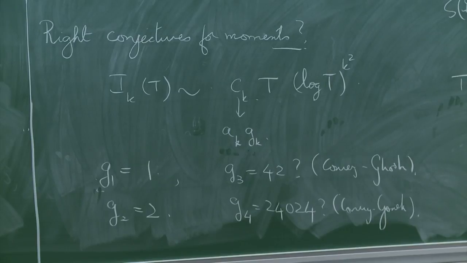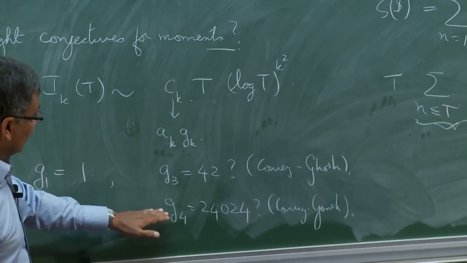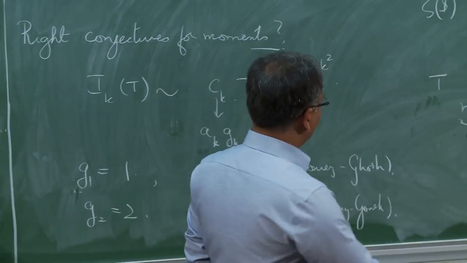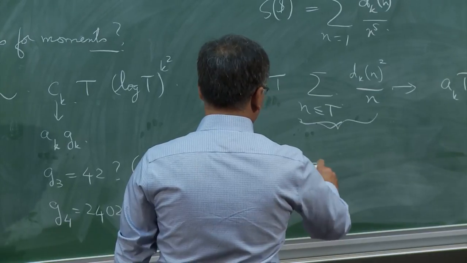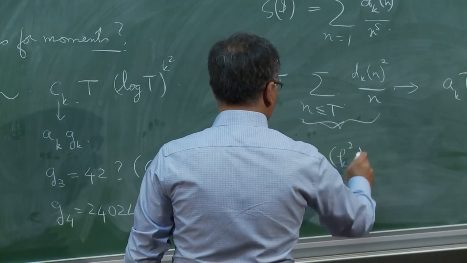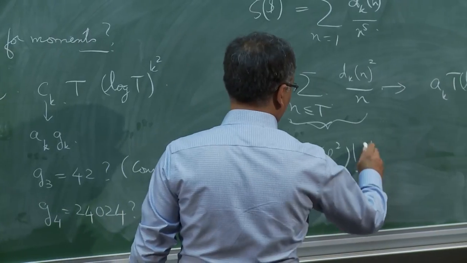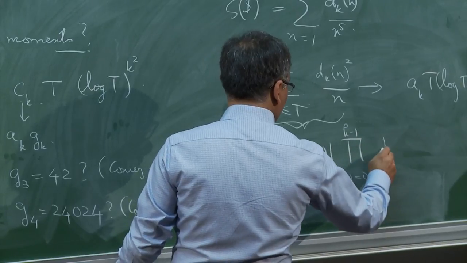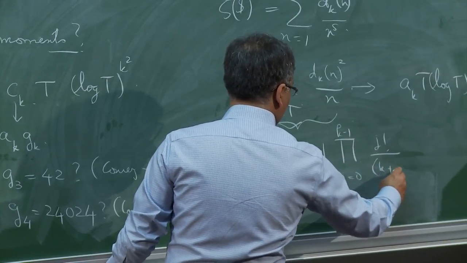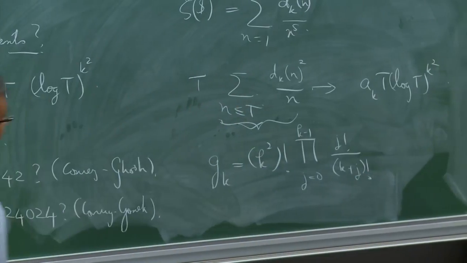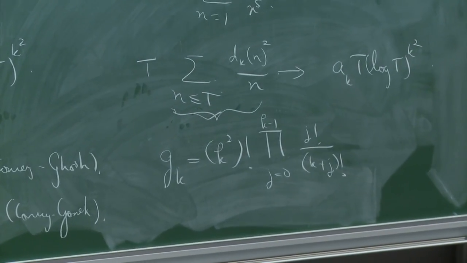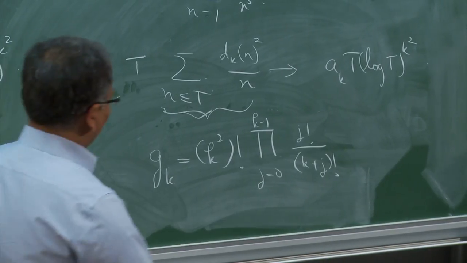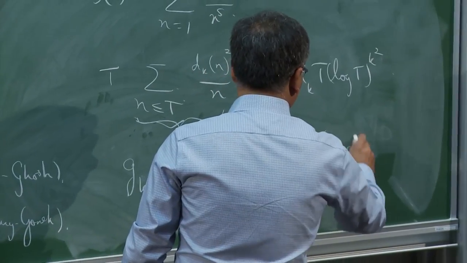And roughly around exactly the same time that they conjectured this, Keating and Snaith found a general conjecture which predicts what GK should be. Now the conjecture is quite nice here. At least for integers, you could write it as so. I think if I remember this correctly, then this should work out to these numbers for the small values of k. Right. Okay, so this is the conjecture of Keating and Snaith.